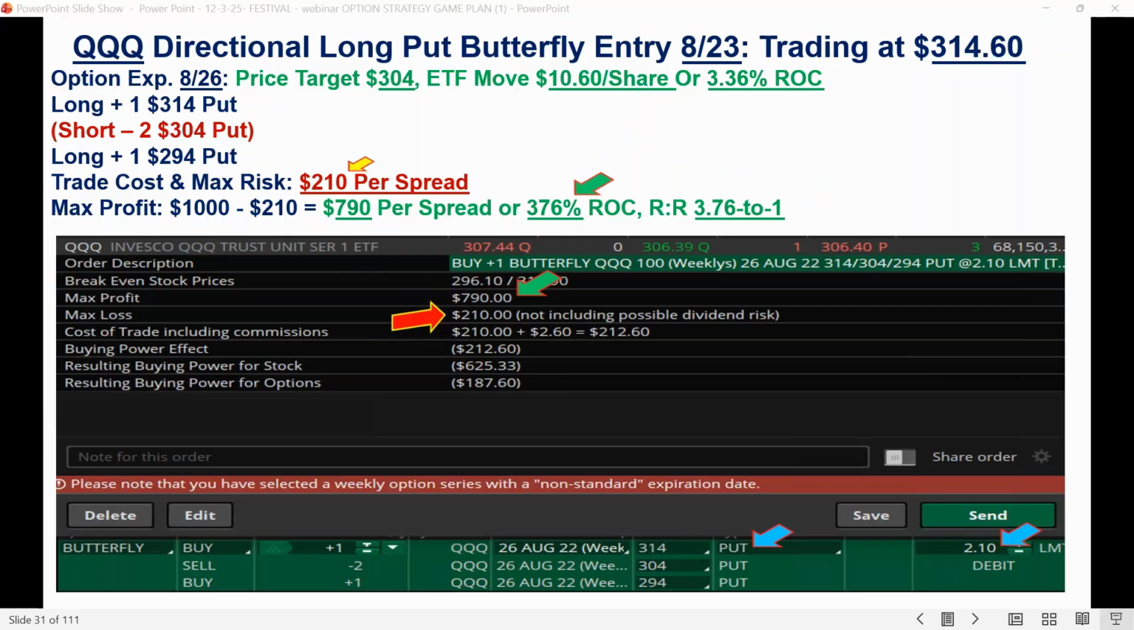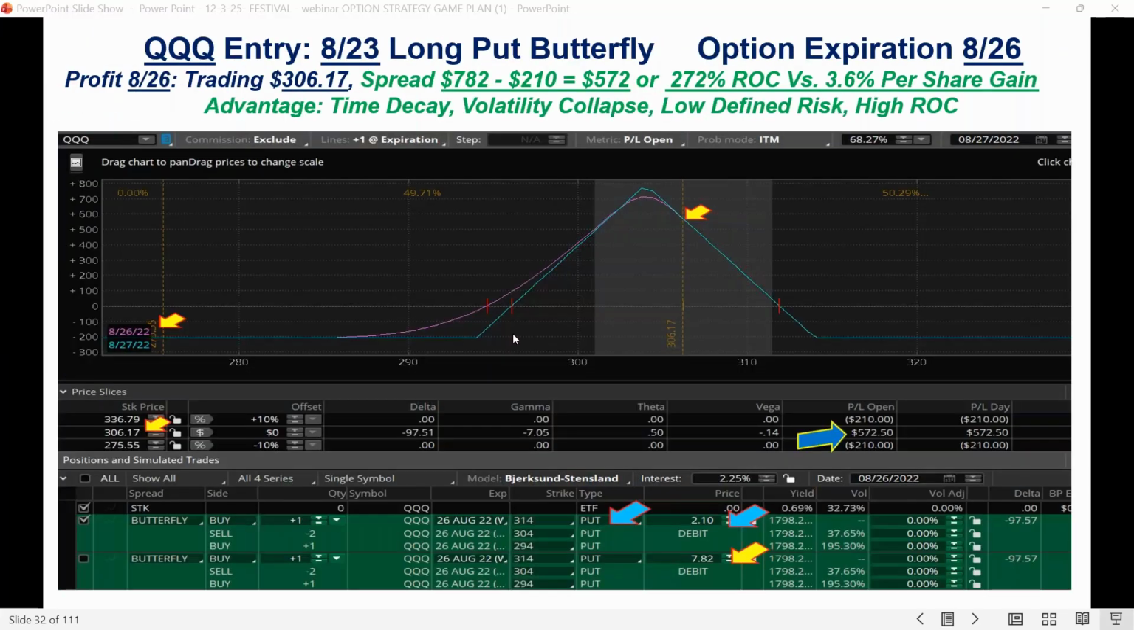Now that's a wide wing. We've done butterflies, pinning butterflies, where we've actually made over 1,000% or more. But if I had more time, I'd show you those. So here's where that trade went out. You can see the profile went out trading right here. Not perfect, but very close. When we got in it was 314, and now it's trading at 306.17 into the expiration.